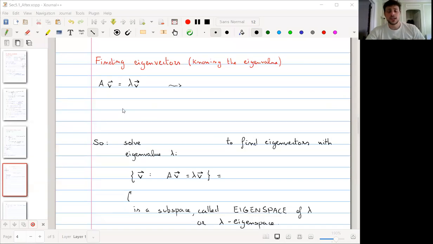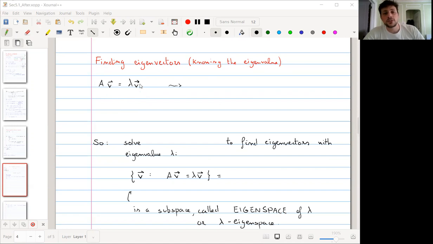Hi everyone. In this video, we explore how to find the eigenvectors in the case that we know what the eigenvalues are. So we're supposed to know the eigenvalue lambda, and we'll try to look for possible vectors v that satisfy Av equals lambda v. That's the definition of an eigenvector.